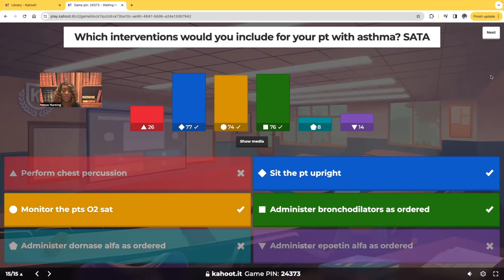Next, sit the patient upright. 77 of you guys chose it. Absolutely. Because remember, if it's a respiratory condition, we want that patient to sit upright. Very good. Next, monitor the patient's O2 sat. Absolutely. If it has to do with respirations, we're going to be checking the O2 sat and we want it between 95 and 100. Next, administer bronchodilators as ordered. Absolutely. Albuterol, which is a short-acting beta agonist, is a bronchodilator. That's what it does. It opens up the airways.